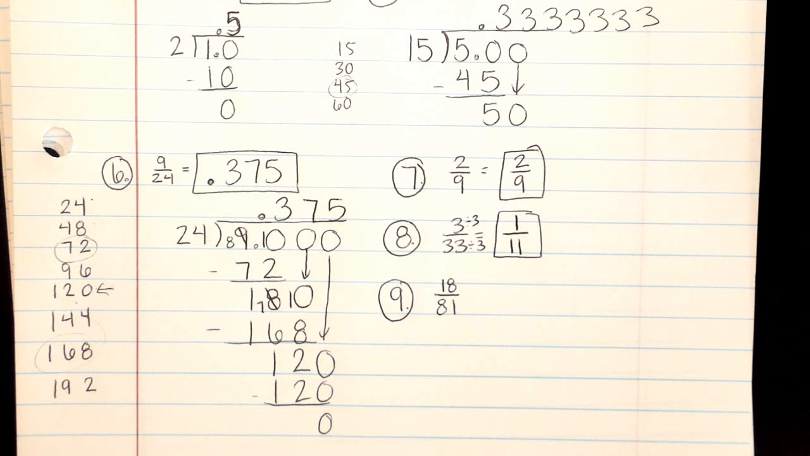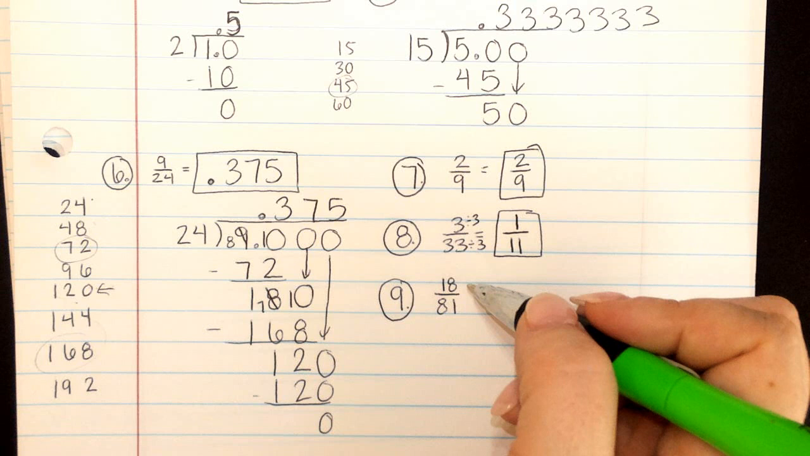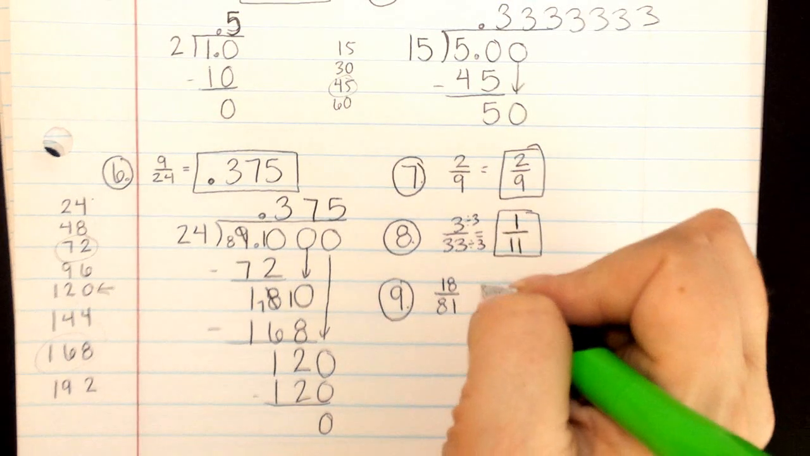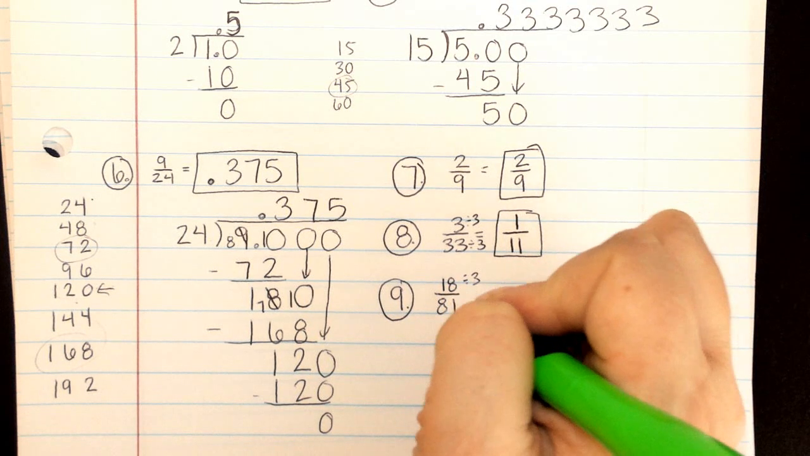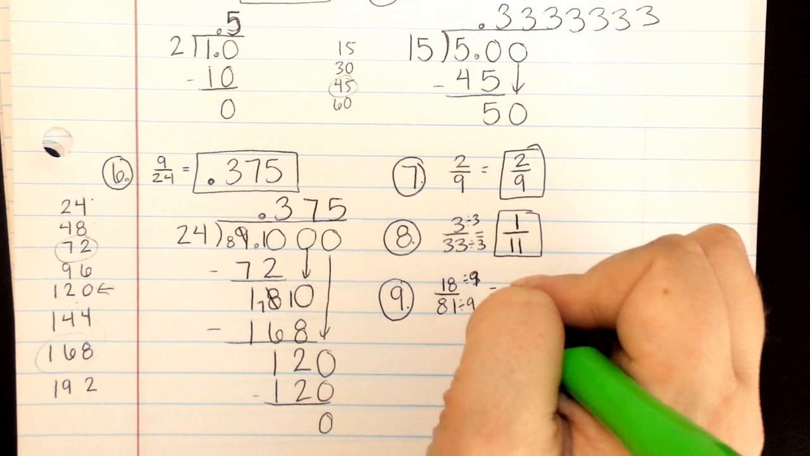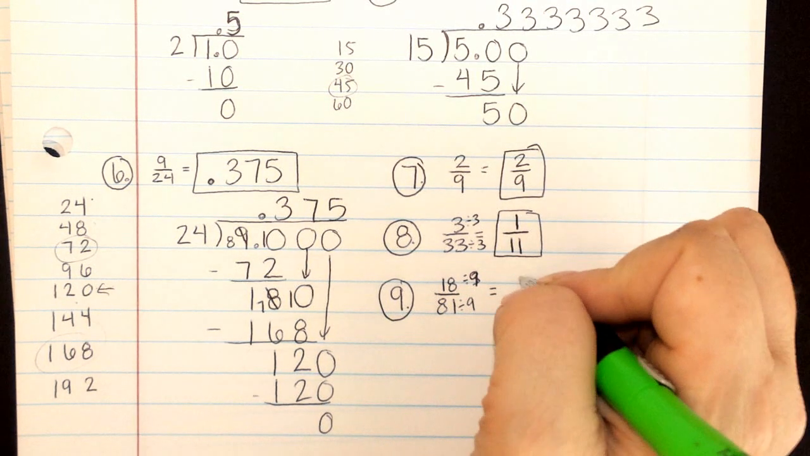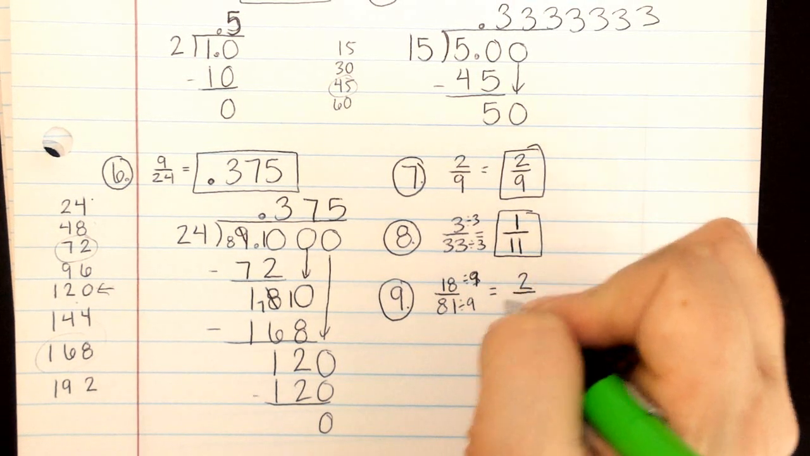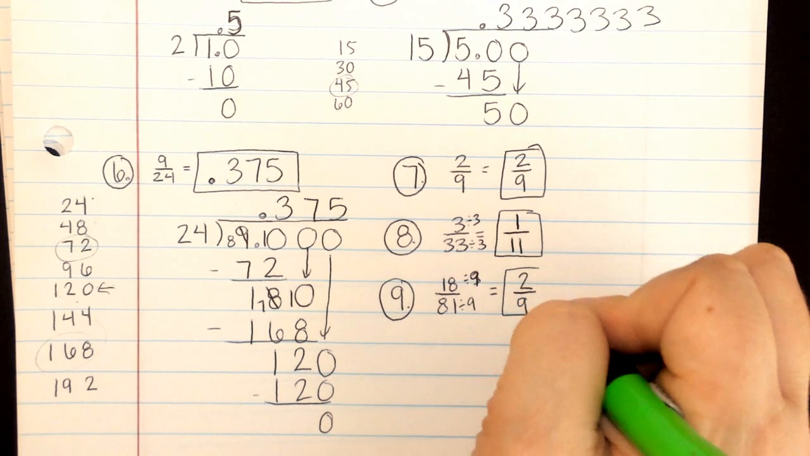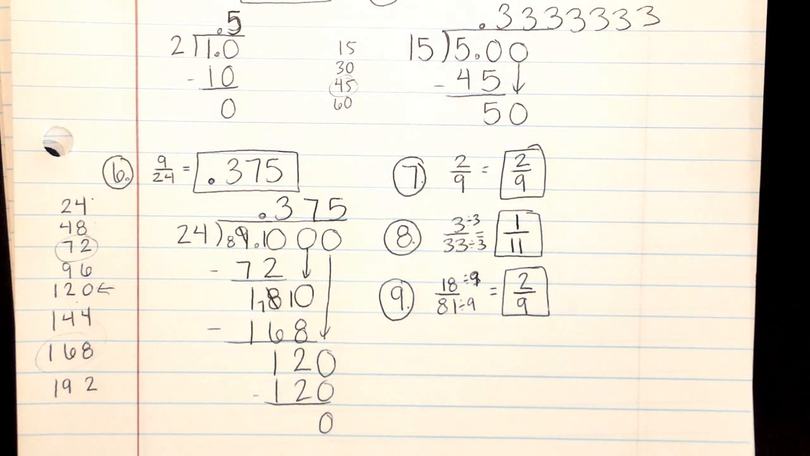All right, I like that Jakari was able to look at this and go, hey, I know 9 goes into 18. Will 9 go into 81? Yeah, so 9's a great one to divide by. You could also have divided by 3, but 9 is a great choice. So 18 divided by 9 is? 2, and 81 divided by 9 is? 9.